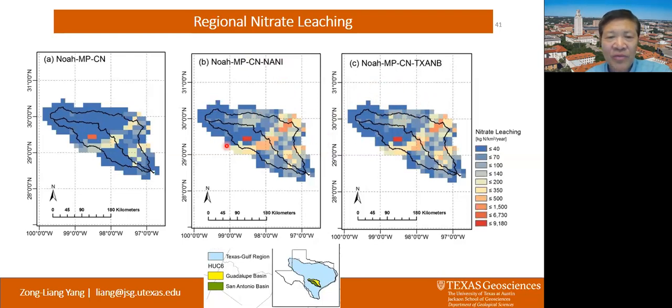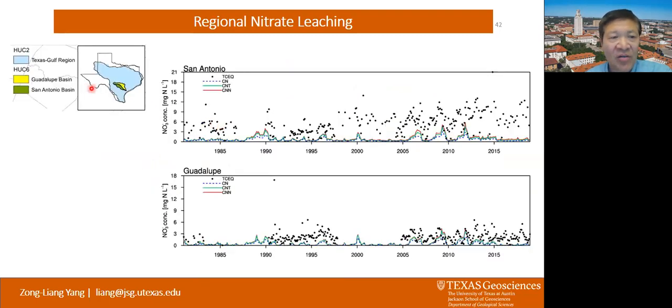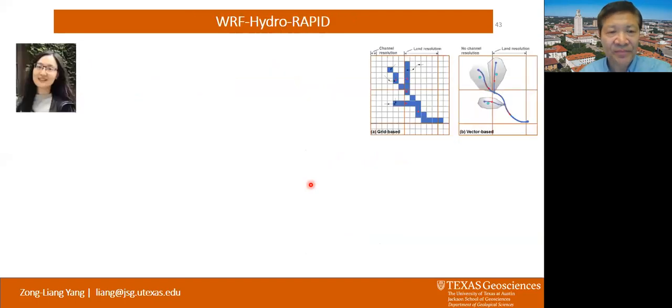We use those two inputs to drive NoahMP-CN, and we are able to resolve the detailed water nutrients leaching in Texas. We tested across 2 river basins, the Guadalupe, the yellow one, and San Antonio, the green one. San Antonio is an urbanized watershed. Guadalupe is an agricultural watershed, and the regional nitrate leaching is being evaluated for those 2 watersheds. Again, this work is in progress. Hopefully, the student working on this will defend her PhD late this summer.